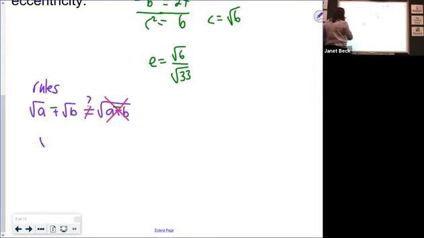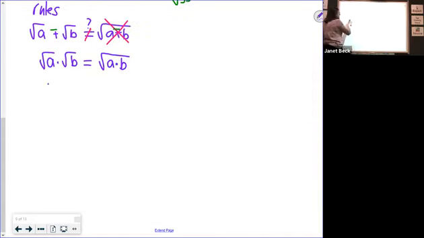But if you're multiplying them, it does work. You can try that with numbers, you know. That does work. You can bring those together. And often rules that work with multiplication also work with division, and this one certainly does. You can put those under one square root.